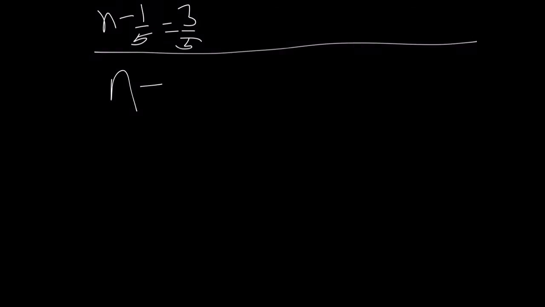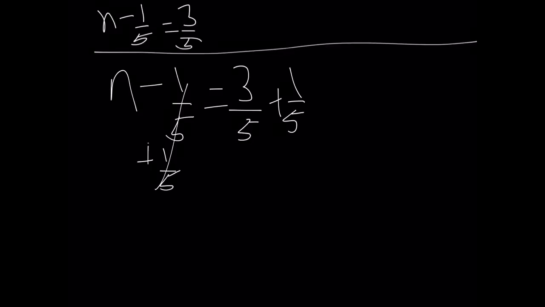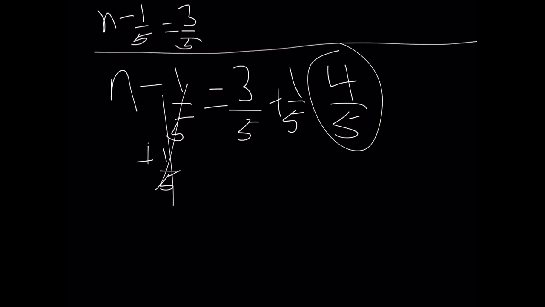N minus 1/5 equals 3/5. Alright, so subtraction. Now you gotta do addition. So plus 1/5, plus 1/5. Gotta cross cancel those out. So 3 plus 1 is 4. Your answer is 4/5. Thank you very much.